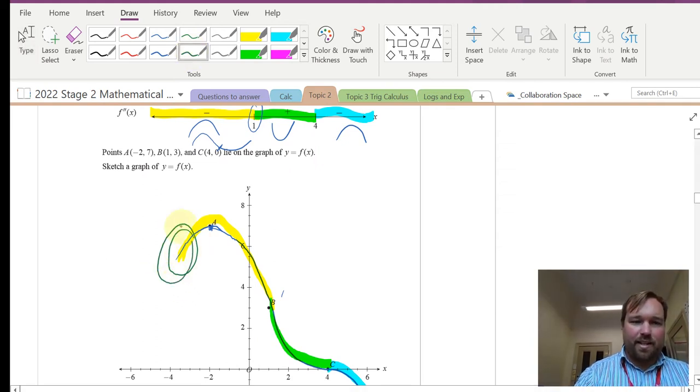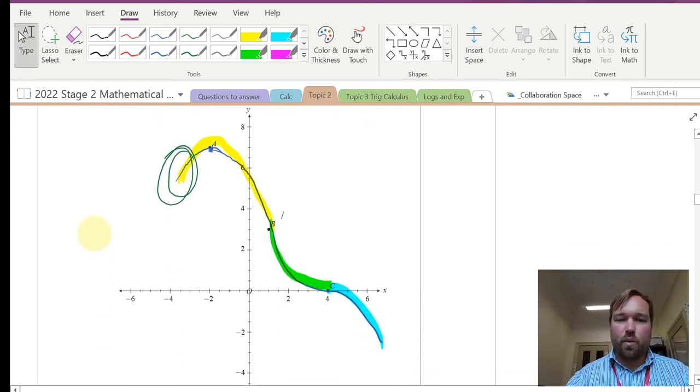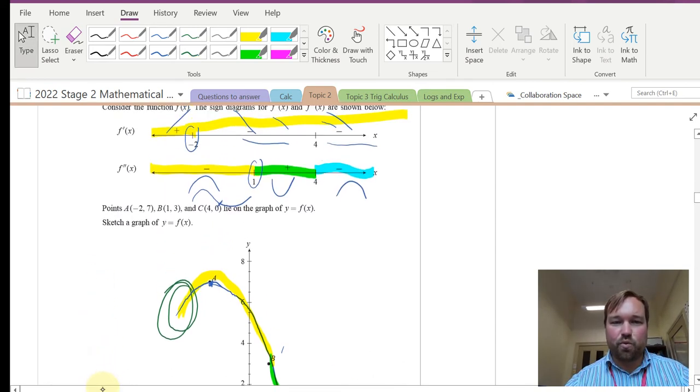Details like what exactly is happening on this end aren't hugely important. All you know is the slope is positive. What's happening afterwards on this end, again, you don't know. So don't stress those little details. The important thing is you get the main features right.